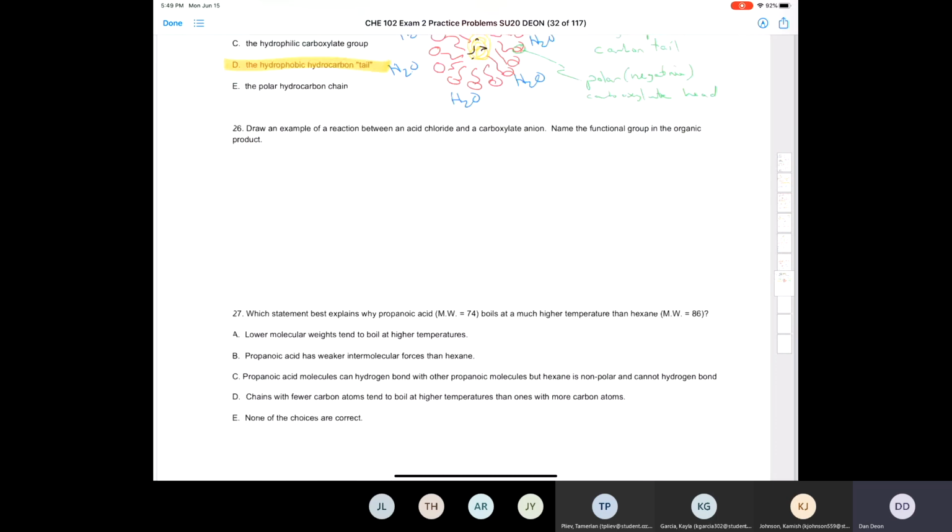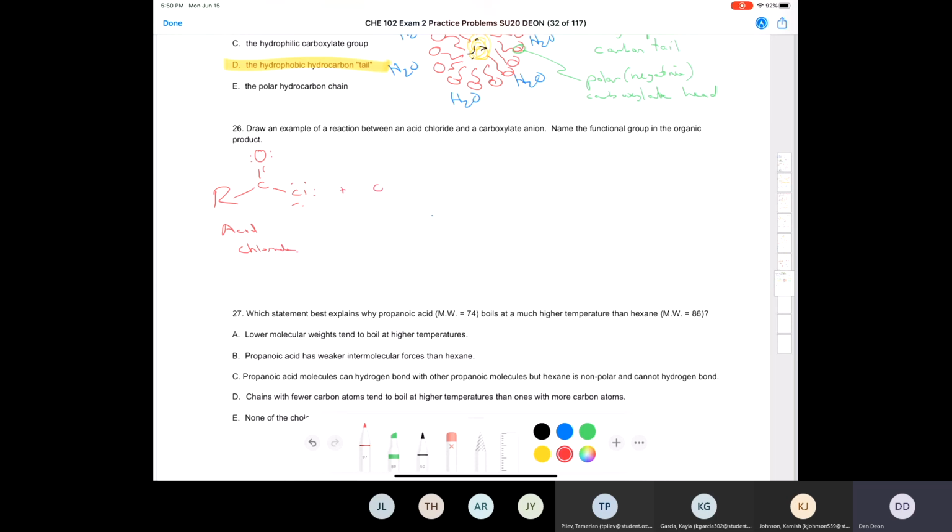It says, draw an example of a reaction between an acid chloride and a carboxylate anion. Name the functional group that's formed. So this is another reaction I went over in the carboxylic acid chapter. If you take an acid chloride, which looks like a carboxylic acid, but you replace the OH with a chlorine atom, so this is an acid chloride.